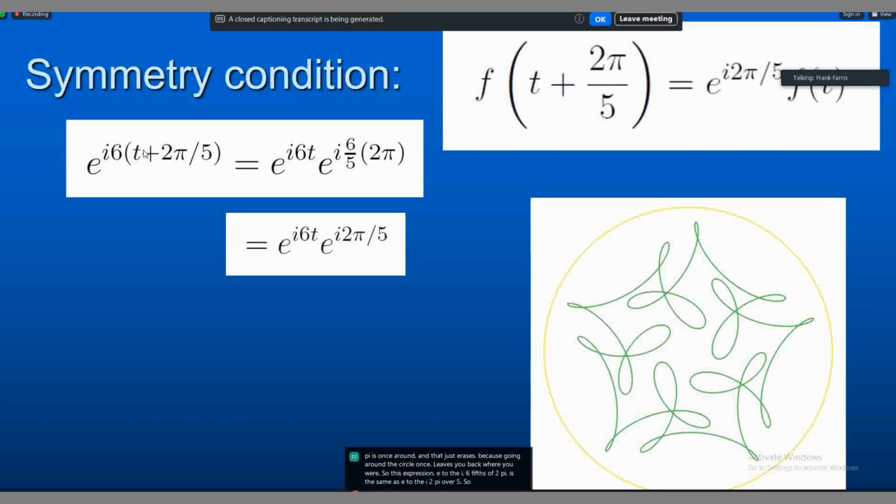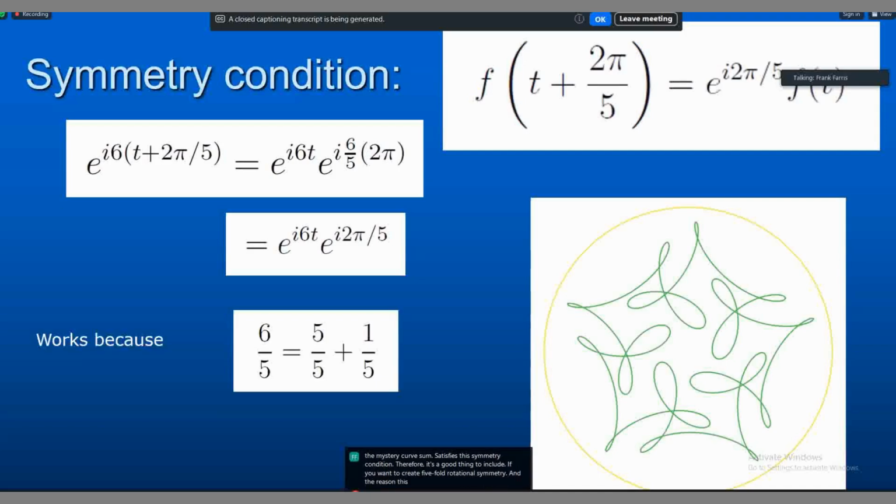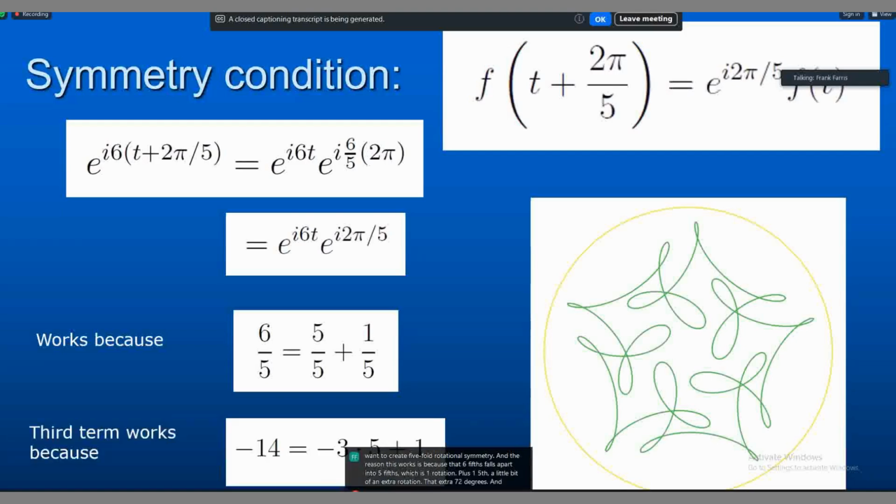This ingredient in the mystery curve sum satisfies this symmetry condition. Therefore, it's a good thing to include if you want to create five-fold rotational symmetry. And the reason this works is because that 6/5 falls apart into 5/5, which is one rotation, plus 1/5, a little bit of an extra rotation, that extra 72 degrees. And the third term works.